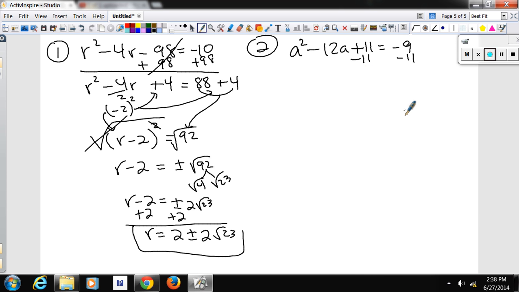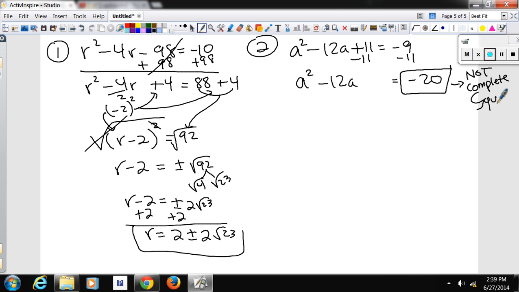Subtract 11 on both sides. Get a squared minus 12a equals -20. Now this one is one of those ones, I'm glad I did this one, it's one of those ones you would not use completing the square. If you see this one come out as a negative, not completing the square. Not a good idea, and you should try the quadratic formula.